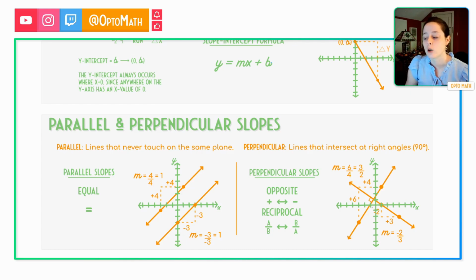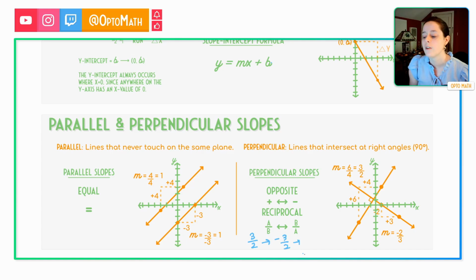Let's look at these slopes. The first slope is a positive 6 divided by a positive 4, which is 3/2, or 3 divided by 2. The second slope is a negative 2 divided by a positive 3, which is negative 2/3. So let's make sure that these are opposite reciprocals of one another. If we look at this first slope, 3/2, it's positive. Let's make it negative to accomplish the opposite characteristic. So now it's negative 3/2.